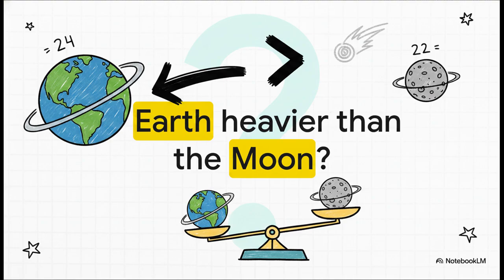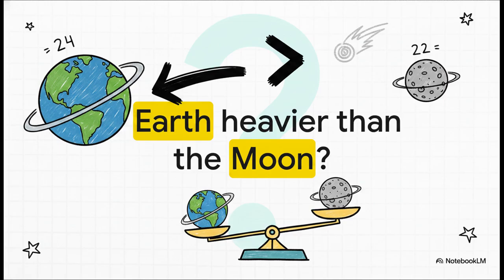And for your 5th homework prompt, here's a critical thinking question. Is the Earth at 5.97 times 10 to the 24th kilograms heavier than the Moon, which is 7.35 times 10 to the 22nd kilograms? Notice how you don't even need to know what those huge numbers fully look like when they're written out with all their zeros.